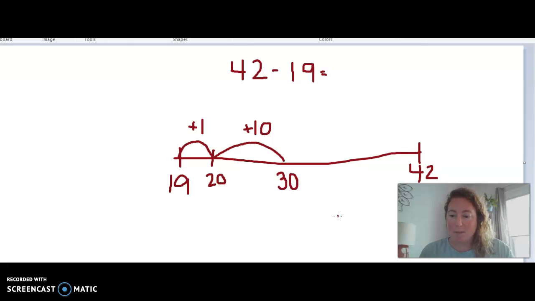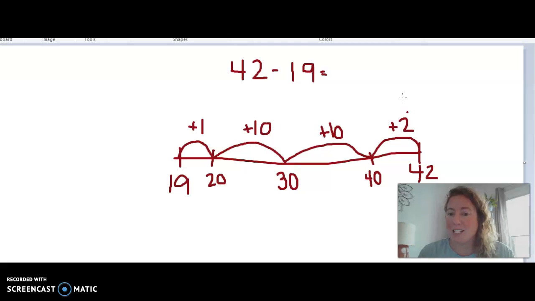Now let's think, can we make another jump of 10? If I'm at 30, 10 more would be 40. I want to get to 42. Yes, I can make another jump of 10, and I'm at 40. Now, I need to reach 42. So how do I get from 40 to 42? Plus 2.